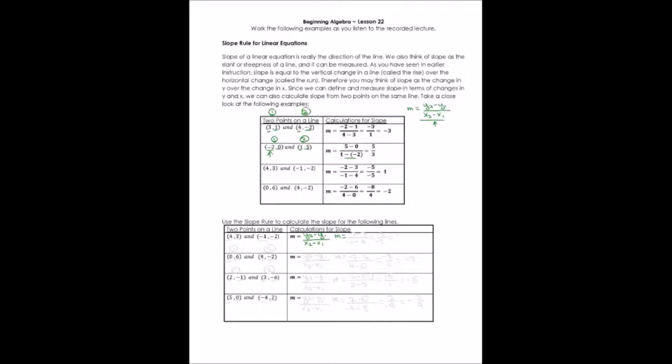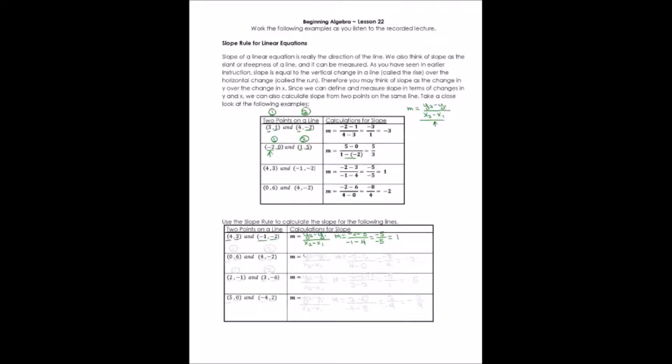Slope is equal to, and in this one, y2 is negative 2, minus, and the minus is in my formula, and it's minus y1, which is 3. That's the numerator. The denominator, x2, which is negative 1, minus x1, which is 4. Now just do the math. Negative 2 minus 3 is negative 5. Negative 1 minus 4 is also negative 5. Well, anything over itself is a positive 1, and a negative divided by a negative, of course, is positive. So my slope is really 1.